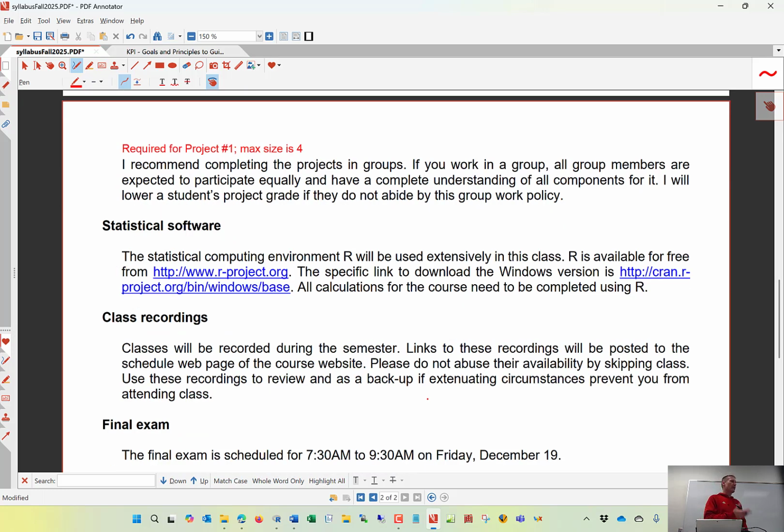In terms of these projects, after you're done here at UNL and you've got a job in the real world, typically you're working with a team of people. And so because of that, I like to make the projects group work. For this semester, we're going to have a maximum size of 4 for the groups.